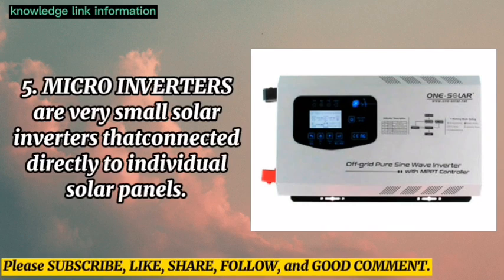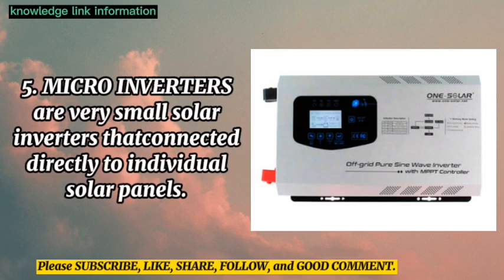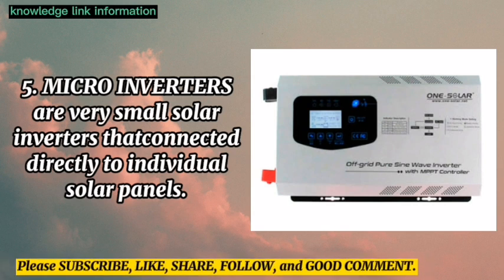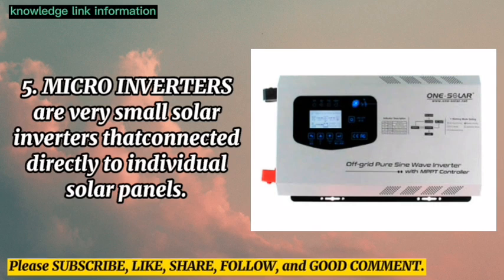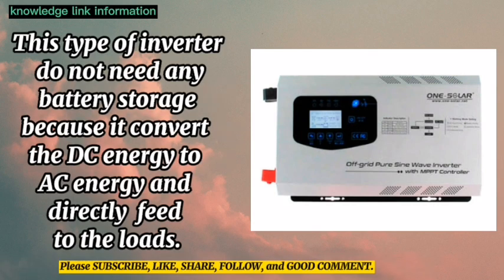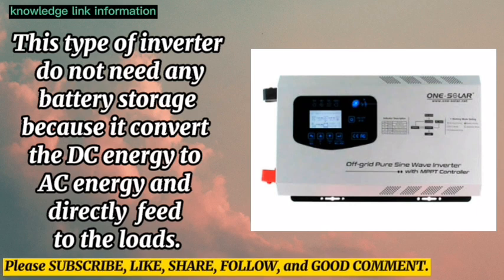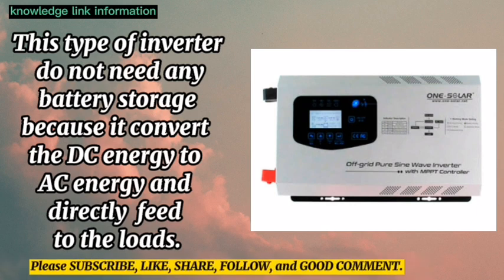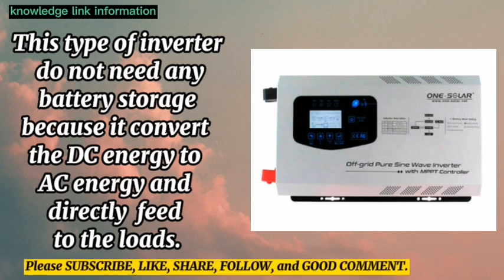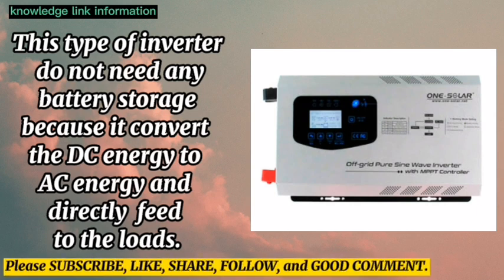Number 5. Micro-inverters are very small solar inverters that are connected directly to individual solar panels. This type of inverter does not need any battery storage because it converts the DC energy to AC energy and feeds it directly to the loads.